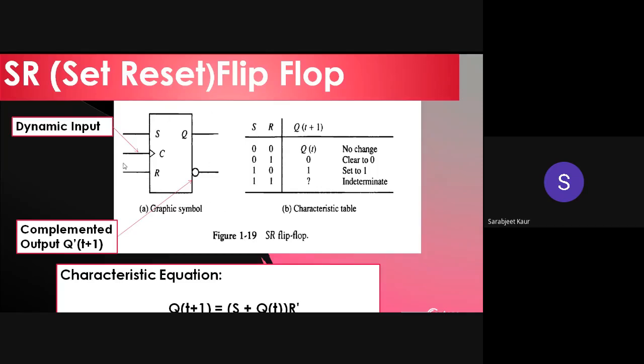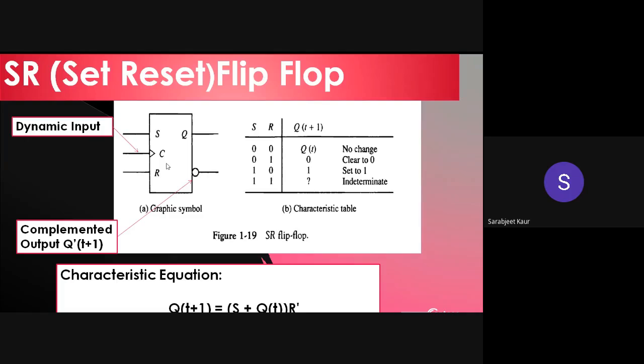What you see here is the graphic symbol of this flip-flop. The pictures have all been taken from your textbook, for your convenience, so that you can fall back on them. Now, there are two inputs here, which are S and R respectively, S for set, R for reset. And there is a third input, which is also sometimes known as a dynamic input. It is actually the clock signal.